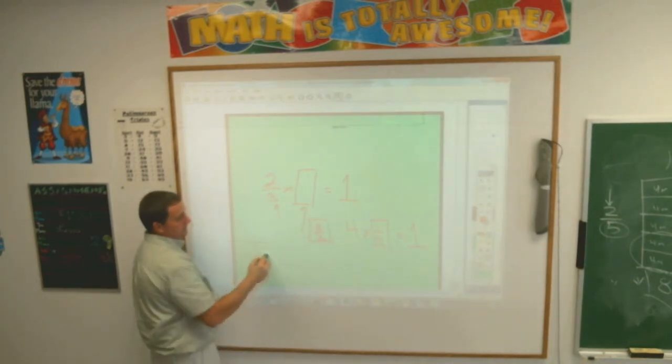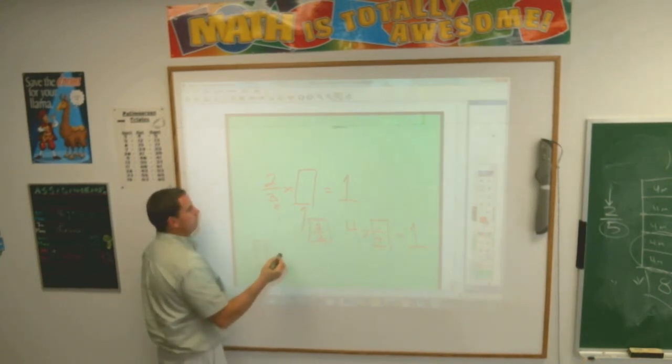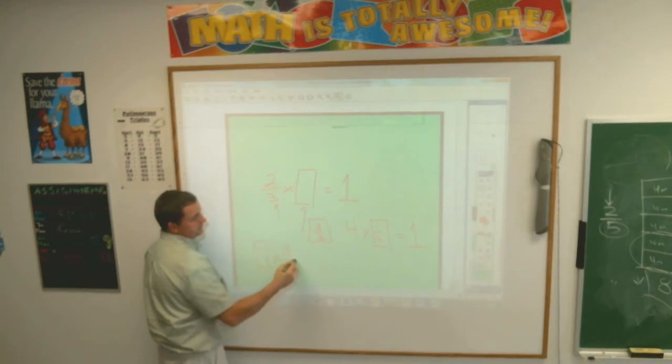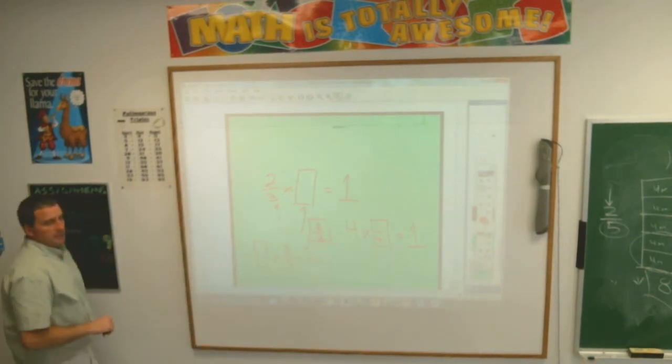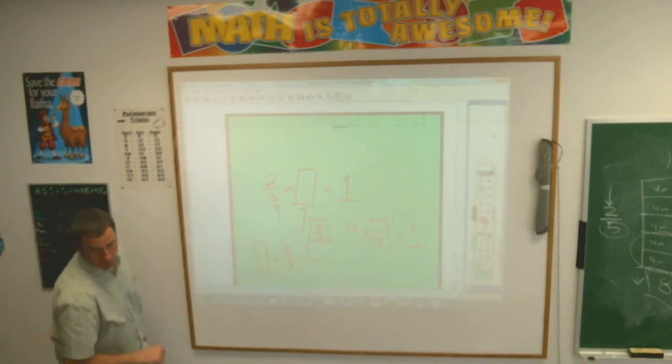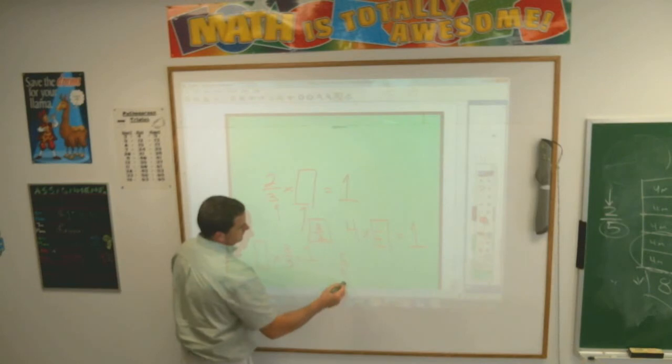Or what number times 3/5 is 1? The answer to that is, it's getting tougher all the time, Caleb? 5/3. 5/3.